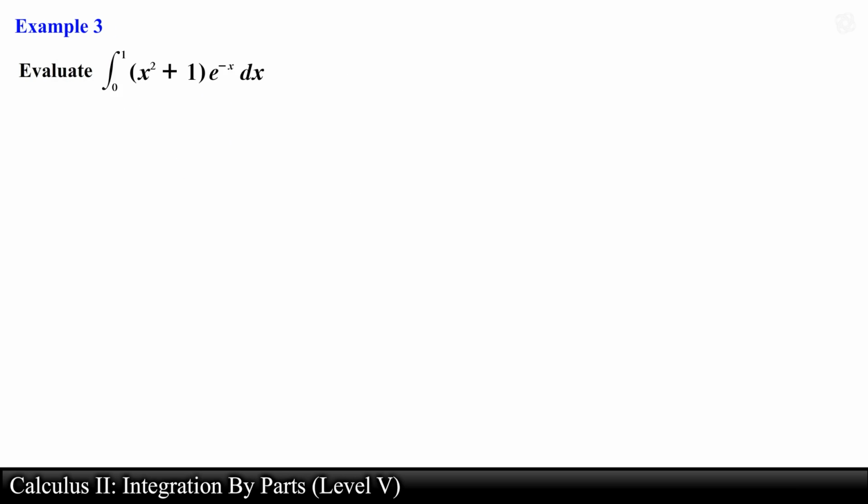Evaluate the integral from 0 to 1 of the quantity x squared plus 1 times e to the negative x dx. Alright, this integral will require multiple applications of the integration by parts formula, mainly because of the e to the negative x term and the second order polynomial. So we will use the tabular method for this one.